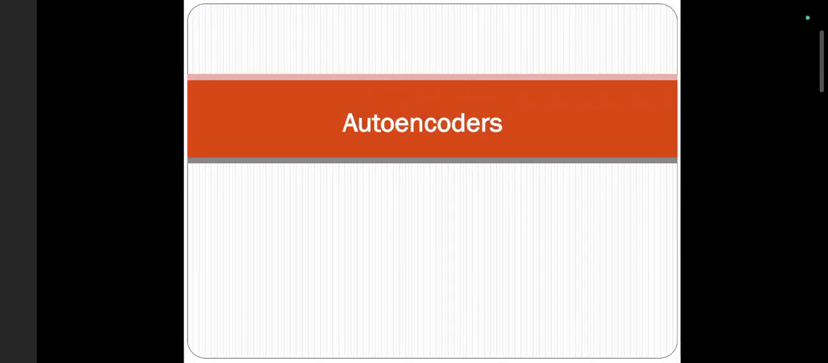Hi everyone. Now we are going to discuss the topic autoencoders, which is one of the fundamental concepts in deep learning. Autoencoders are neural networks that learn to represent data efficiently by compressing the input and then reconstructing it. They are widely used in applications such as data compression, image denoising, anomaly detection, and feature extraction. Let's begin by understanding what an autoencoder is.